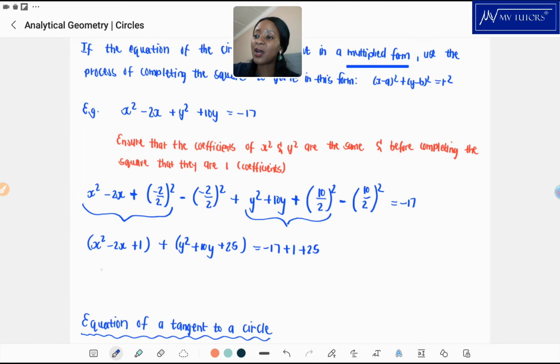Okay, now I can write x squared here. It can actually be x minus 1, because minus 1 will give me minus 2, and minus 1 times minus 1 will give me positive 1.